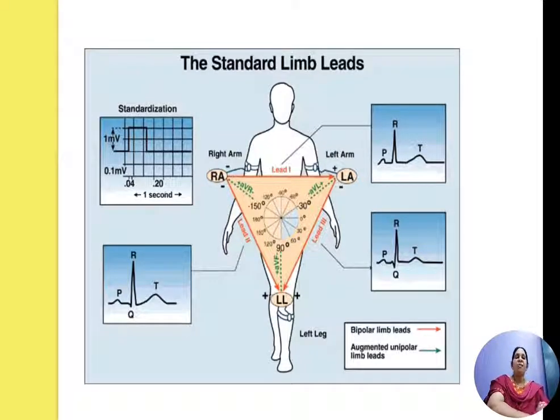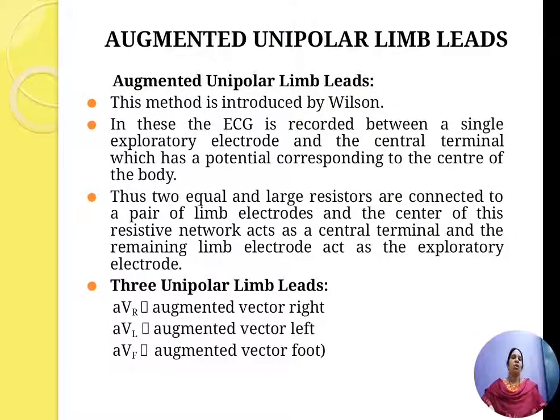So, the sum of the voltages of lead 2 and lead 1, and lead 3 is equal to lead 2 voltage. So, this is your bipolar limb lead configuration, or standard limb lead configuration. Then we have the second method, which is called augmented unipolar limb lead.